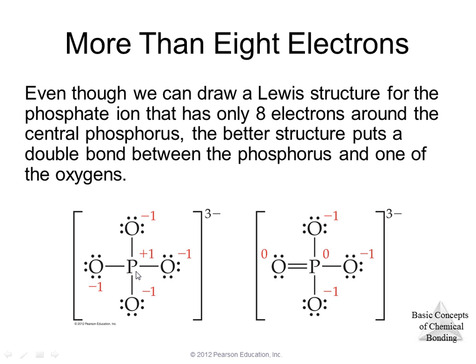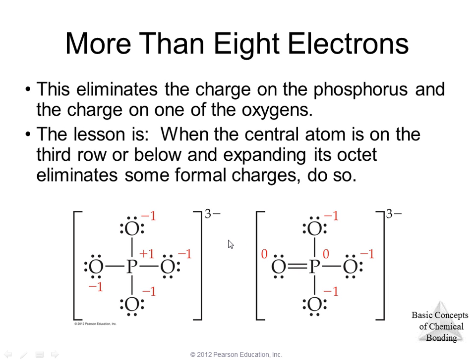Even though we can draw that Lewis structure with only 8 electrons, notice what we get for the formal charge. It's better to put a double bond between the phosphorus and one of those oxygens. Notice how we get the negative charges on those oxygens. We can lower the formal charges to zeros. If we do this with the expanded octet, it eliminates the charge on the phosphorus, which is good. The lesson is, when the central atom is in the 3rd row or below, its expanded octet eliminates some formal charges. So you should go ahead and do that.